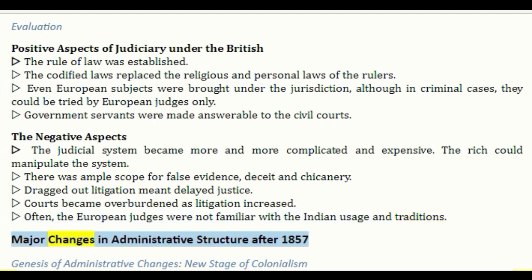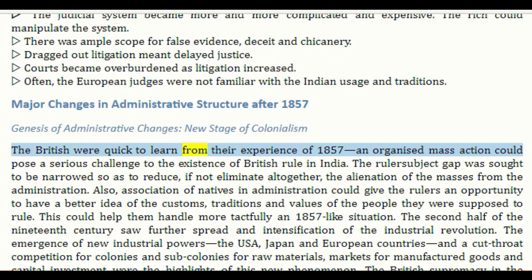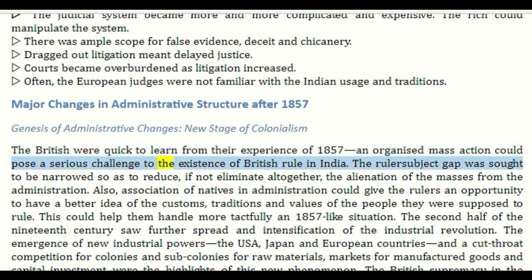Major changes in administrative structure after 1857. Genesis of administrative changes, new stage of colonialism. The British were quick to learn from their experience of 1857, and organized mass action could pose a serious challenge to the existence of British rule in India.